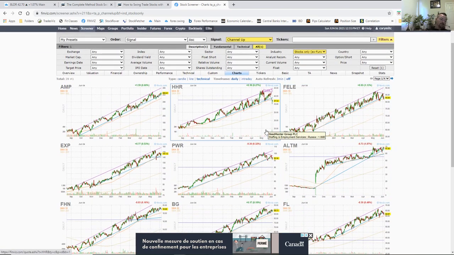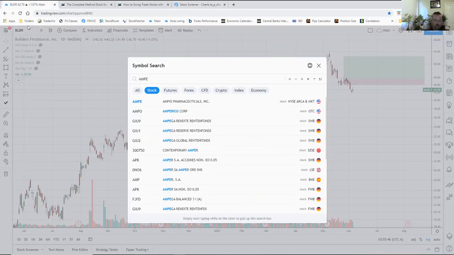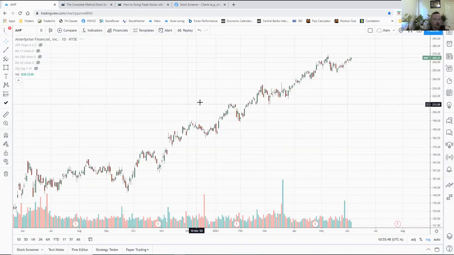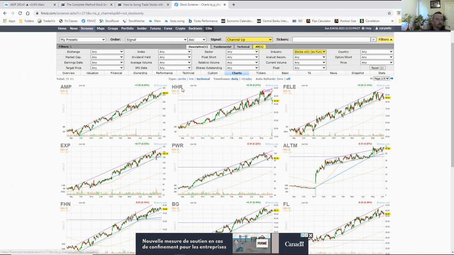Now, FinViz does not use the same rules for drawing trend lines that I do. So I need to go through, but I can say, hey, AMP looks pretty good. It's making higher swing highs, higher swing lows. It does look like it aligns with a trend line pretty well. So I'm going to put it on my own chart and then draw my own trend line in. I'm not going to trust what FinViz has drawn. I'm going to draw my own.